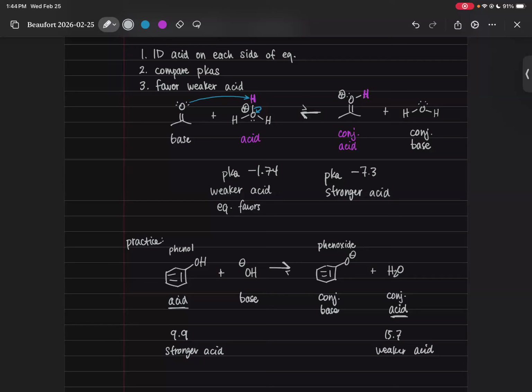Or let's say you have phenol and you want to make the phenoxide ion. You need a base to do that. And you have some sodium hydroxide sitting around and you're like, okay, is that a strong enough base to deprotonate phenol? You do this analysis and find, yes, hydroxide will work. The equilibrium favors the products. So this is in the lab, this is how we decide what reagents to use.